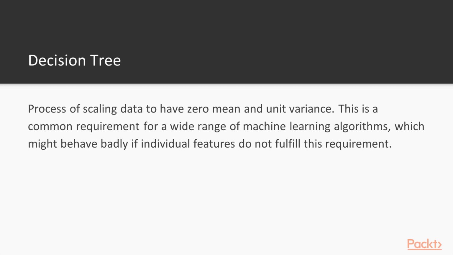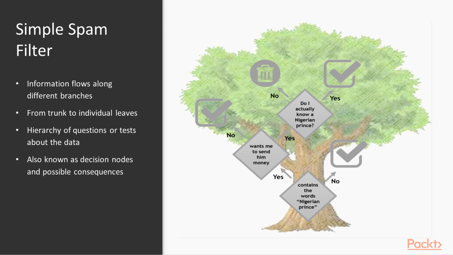It is a simple yet powerful model for supervised learning problems. Like the name suggests, we can think of it as a tree in which information flows along different branches, starting at the trunk and going all the way to the individual leaves. This is basically a decision tree. As you can observe in this figure, a decision tree is made of a hierarchy of questions or tests about the data, also known as decision nodes, and their possible consequences.